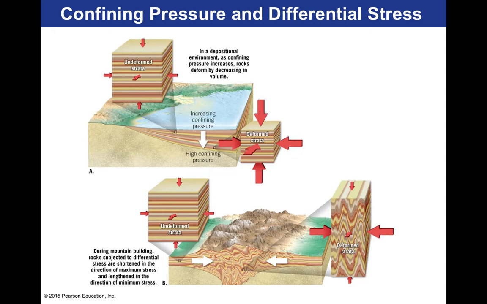So there are just some pictures of different types of stress. You're going to see the arrows here. On the left-hand side would be a differential stress, and then you have the arrows pointing downward. This would be a confining pressure from something above it that's very heavy.